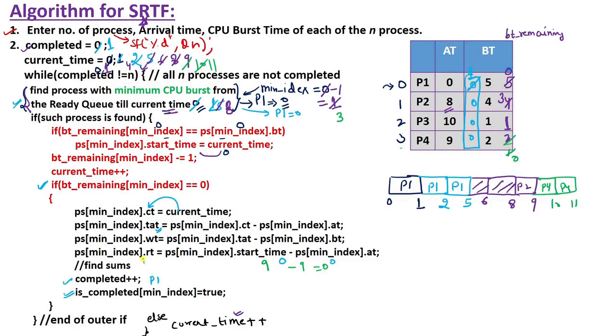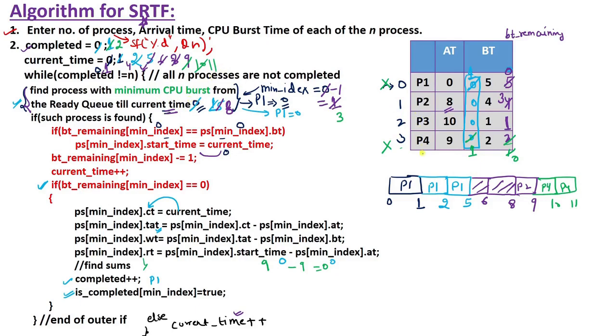Okay, now we will compute other things, sum, and then we will say completed has become 2 because 2 processes have been completed, P1 and P4. So we are crossing. Now we will say this process has completed, so we'll mark this as true. Now again we'll go and select the process till current time which has the minimum CPU burst time.